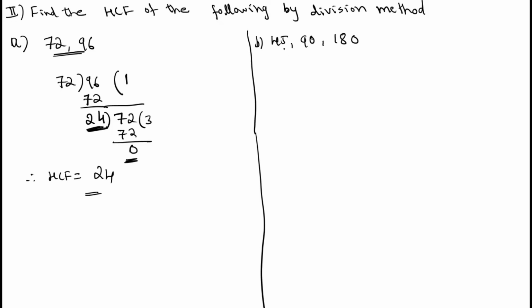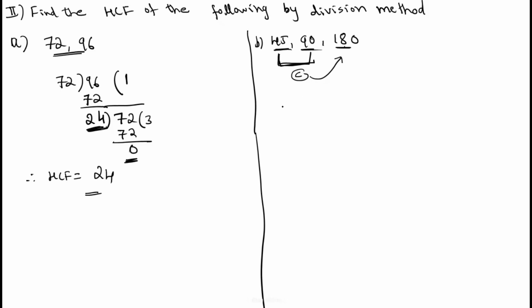See the second question: 45, 90, 180. Here three numbers are given. What's the procedure? First you need to consider any two numbers. After that you need to find the HCF of those two numbers. Then you need to find the HCF of that answer and the last number.